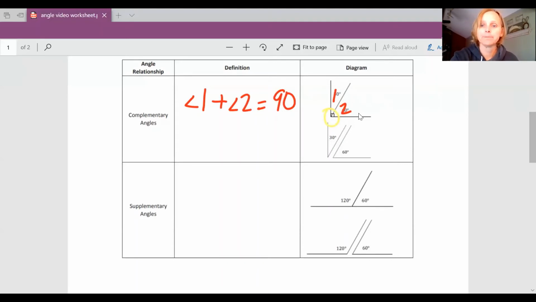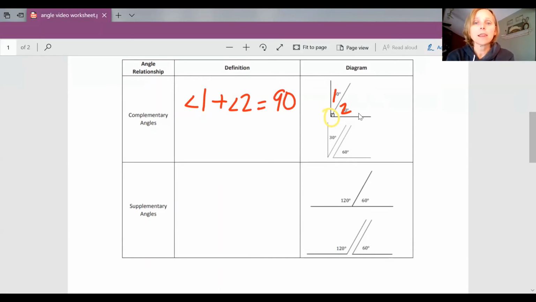Okay, so what you will always see when you have that, you'll know that it is complementary because it's a 90-degree angle, and two angles that have a sum of 90 is the definition for complementary. Okay, sorry, I got a little distracted with all the pop-ups.